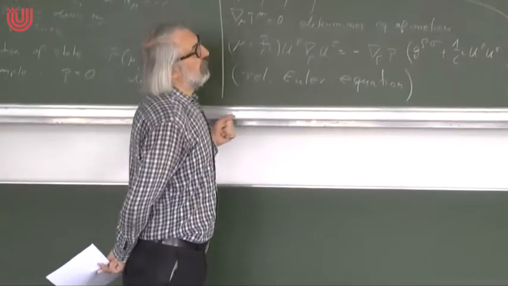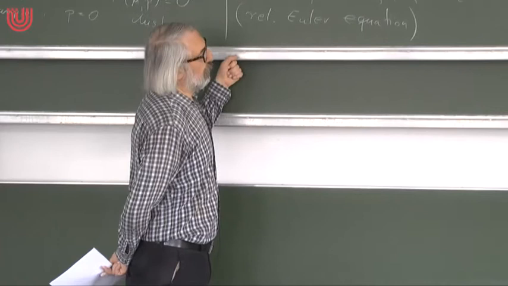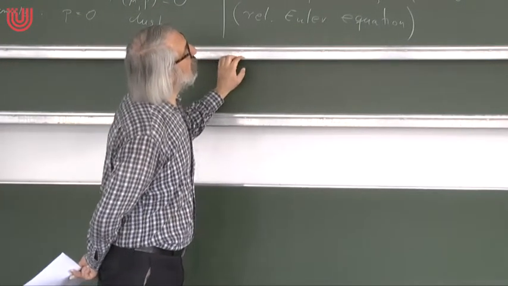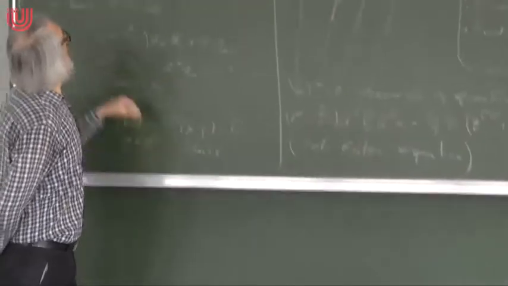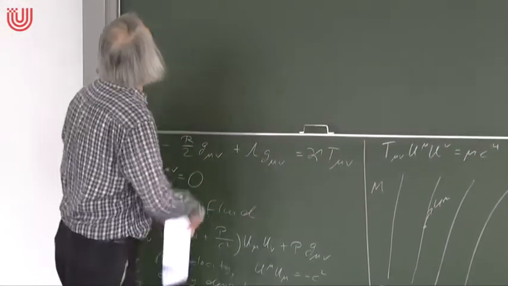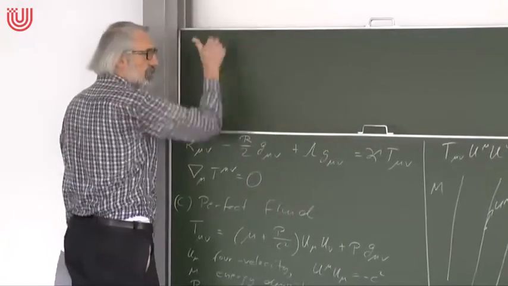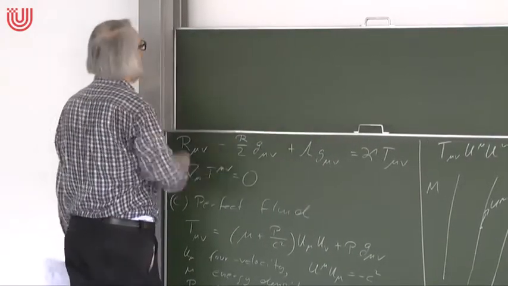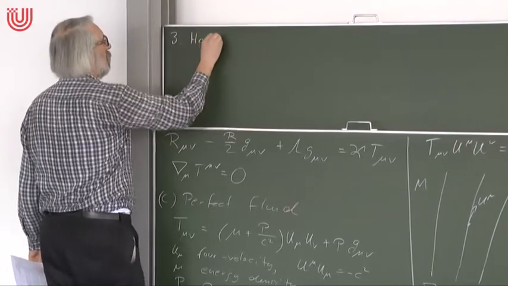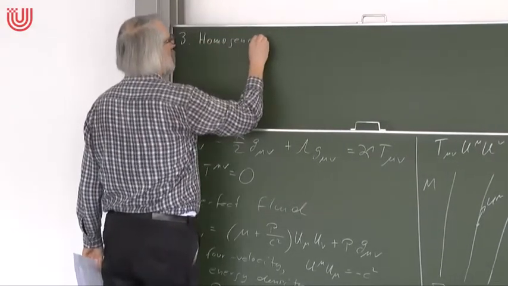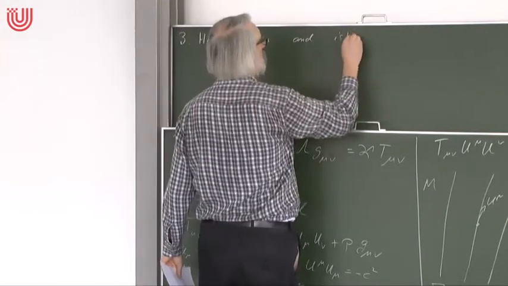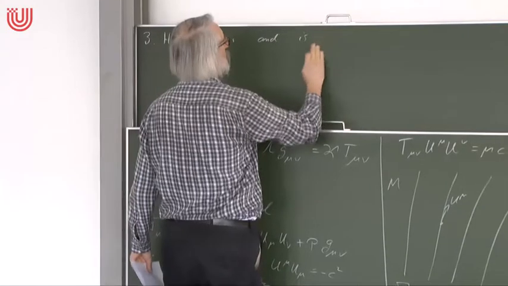So this was the brief review of general relativity, and now I begin with cosmology. So the next section, maybe I should continue over there. Introduction was number 1. This was number 2. Should be number 3, right? So we will now discuss the homogeneous and isotropic cosmology.